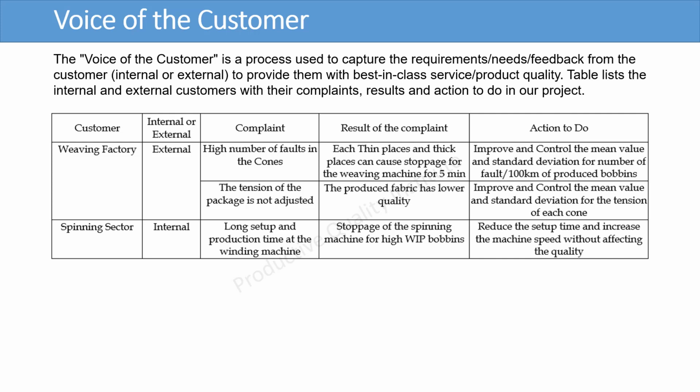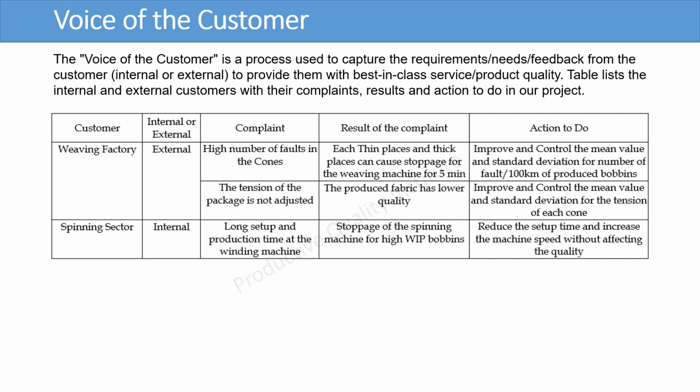The weaving department is the external customer. They have two complaints: a high number of faults in the cones, and the tension of the package is not adjusted. Results of the complaint are: each thin place and thick place can cause stoppage of the weaving machine for 5 minutes, and the produced fabric has lower quality. Actions to do are: improve and control the mean value and standard deviation for the number of faults per 100 km of produced bobbins, and improve and control the mean value and standard deviation for the tension of each cone.